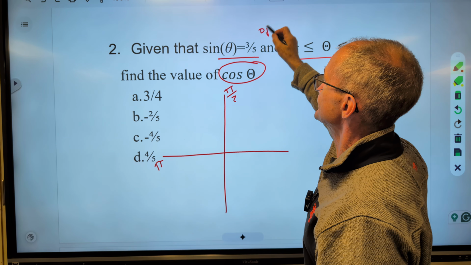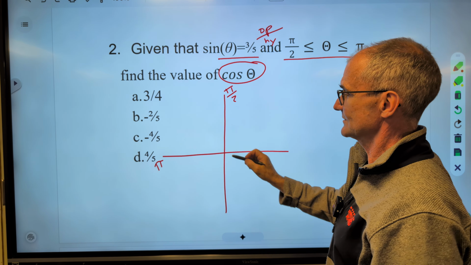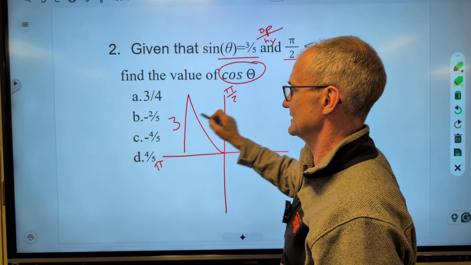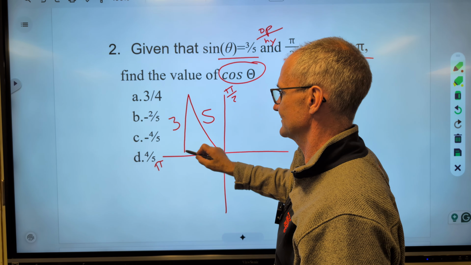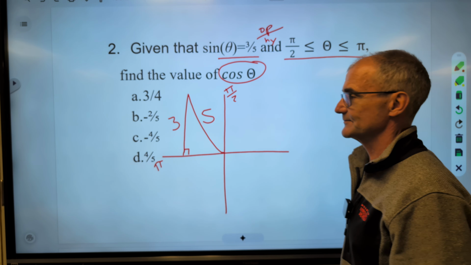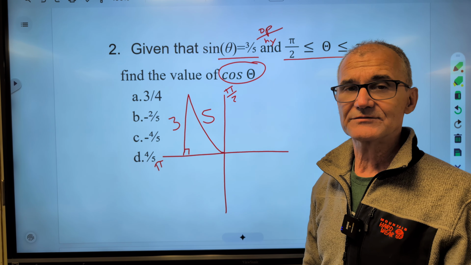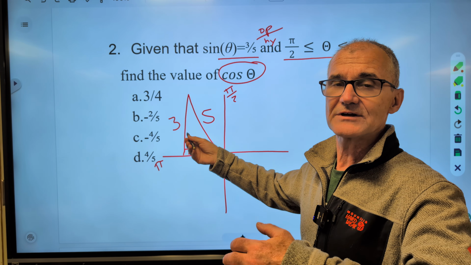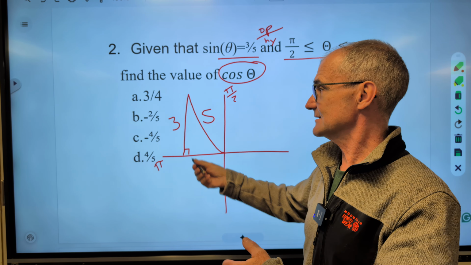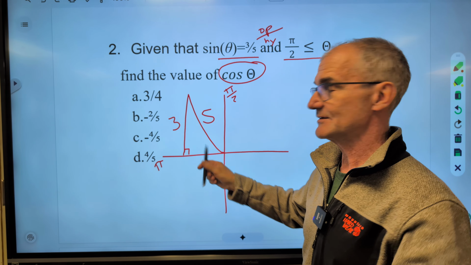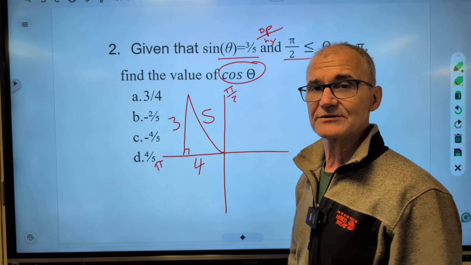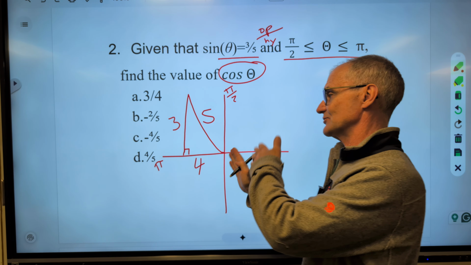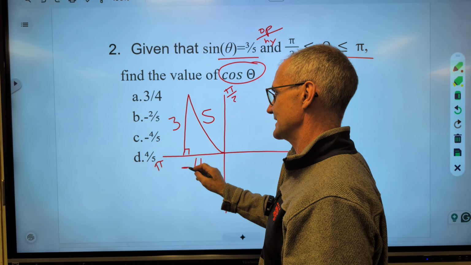Sine is opposite over hypotenuse. So I'm going to draw a triangle here where the opposite is 3, the hypotenuse is 5, and it's a right triangle. It's a no calculator exam, so I have to do the Pythagorean theorem. What squared plus 3 squared equals 5 squared? 16 plus 9 equals 25. So it's one of my Pythagorean triples, so it's 4. However, I am traveling right to left, so it is -4.